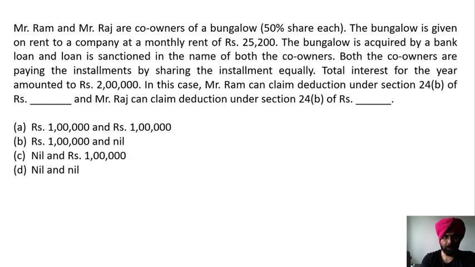Mr. Ram and Mr. Raj are the co-owners of a bungalow, 50% share each. The bungalow is given on rent to a company at a monthly rent of rupees 25,200. The bungalow is acquired by a bank loan, and the loan is sanctioned in the name of both the co-owners. Both the co-owners are paying the installments, sharing the installments equally. Total interest for the year amounted to rupees 2 lakh. In this case, Mr. Ram can claim deduction under section 24B of rupees how much, and Mr. Raj can claim deduction under section 24B of rupees how much? 1 lakh and 1 lakh, 1 lakh and nil, nil and rupees 1 lakh, nil and nil.